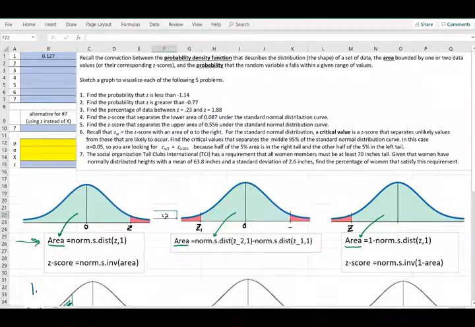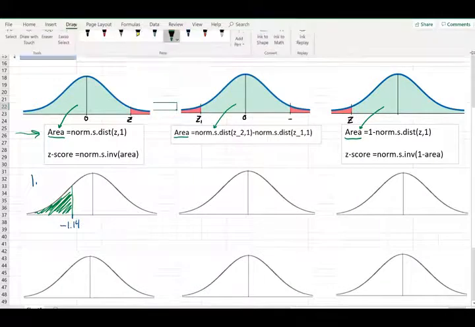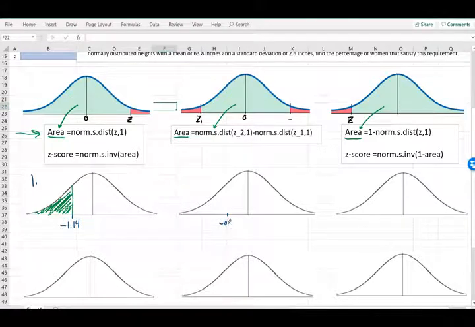Whenever you're using these Excel functions, you're talking about area with the continuous distributions. Excel only works to the left. Excel only does less than. So in problem 2, find the probability that z is greater than negative 0.77. Well, here's negative 0.77 on the z-axis, and we want the probability that z is greater than that. Greater than means to the right. So we want area to the right. That's the question.